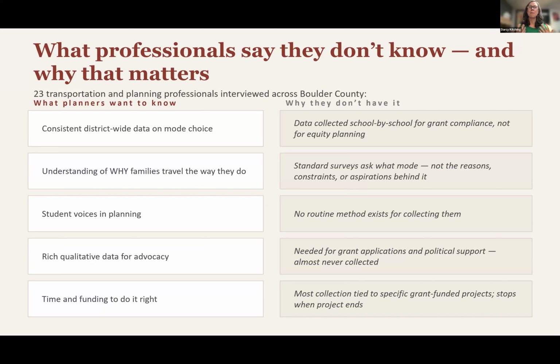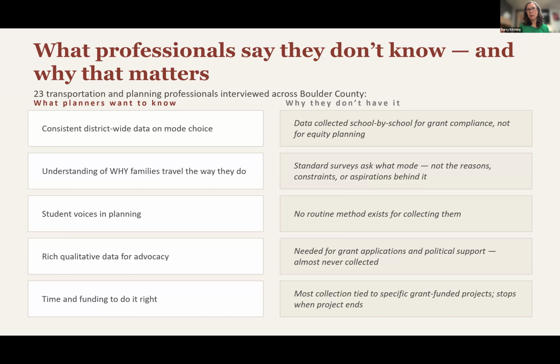My study was primarily a methodological study, meaning I was looking at how we can learn from families more effectively, so that their voices can be more integrated into planning processes. So the planners said that they really want to have consistent district-wide data on mode choice, but they didn't have that at the time of my study.